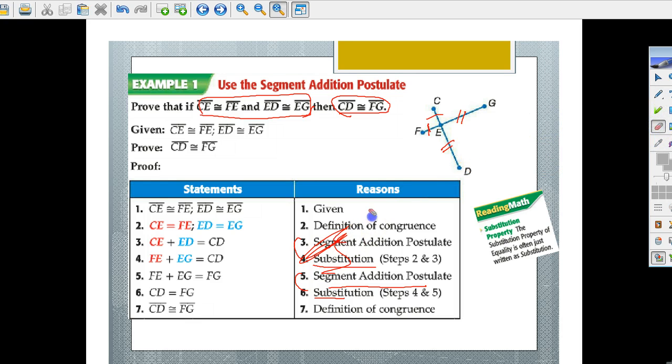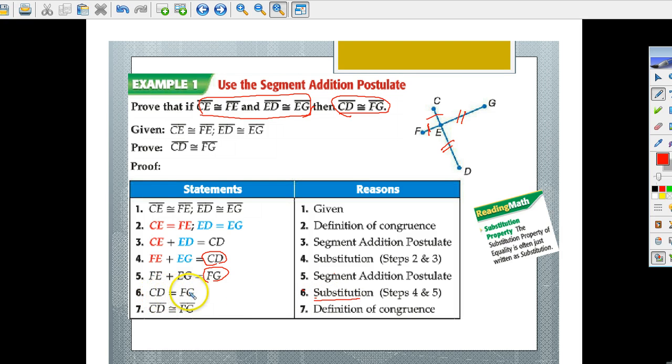Okay, let me back up for a bit. Alright, so we got to here. Segment addition postulate: FE plus EG equals FG. So if you add this part and the second part, it's going to equal the whole entire part. Now you have those two that are equal. You're saying this part is the same as CD, and this is also equal to FG. So these two are the same. FE plus EG. Now we can say CD is equal to FG by using substitution.